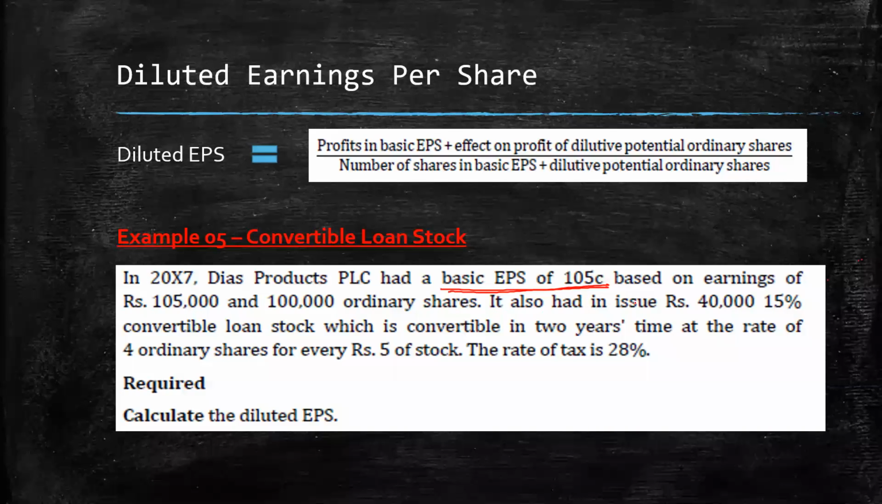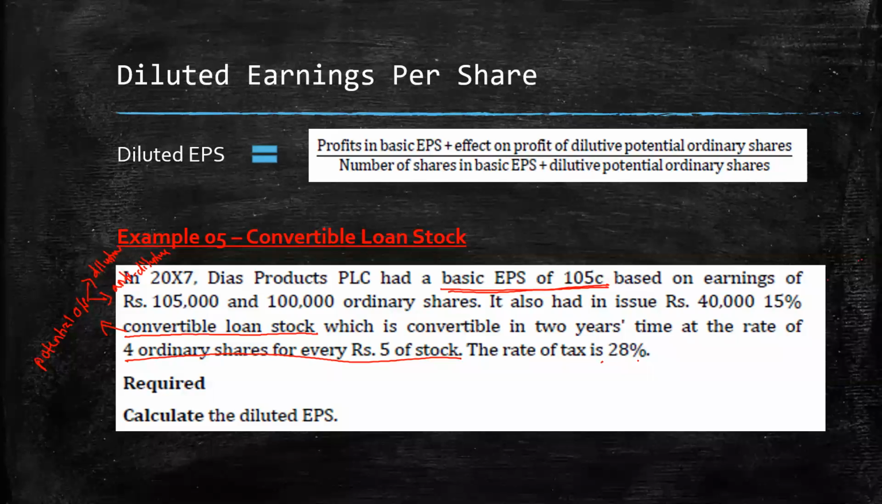It also had an issue of 40 million 15% convertible loan stock. What is convertible loan stock? It is a potential ordinary share, right? Now we need to decide whether it is dilutive or anti-dilutive, which is convertible in 2 years' time at the rate of 4 ordinary shares for every 5 rupees stock.